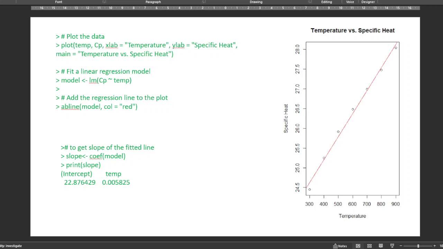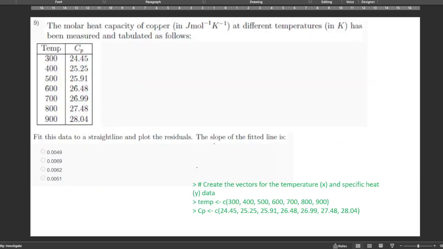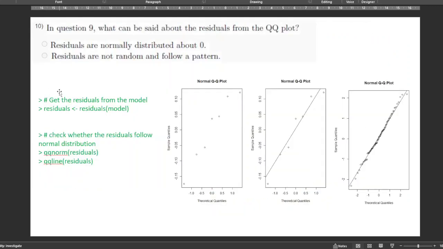So the next part is the 10th question. For the 10th question: in question number 9, what can be said about the residuals from the QQ plot? Okay, for that we have to first plot the residuals. If you plot the residuals in a QQ plot, then we will know whether they follow the normal distribution or whether they are just randomly distributed.